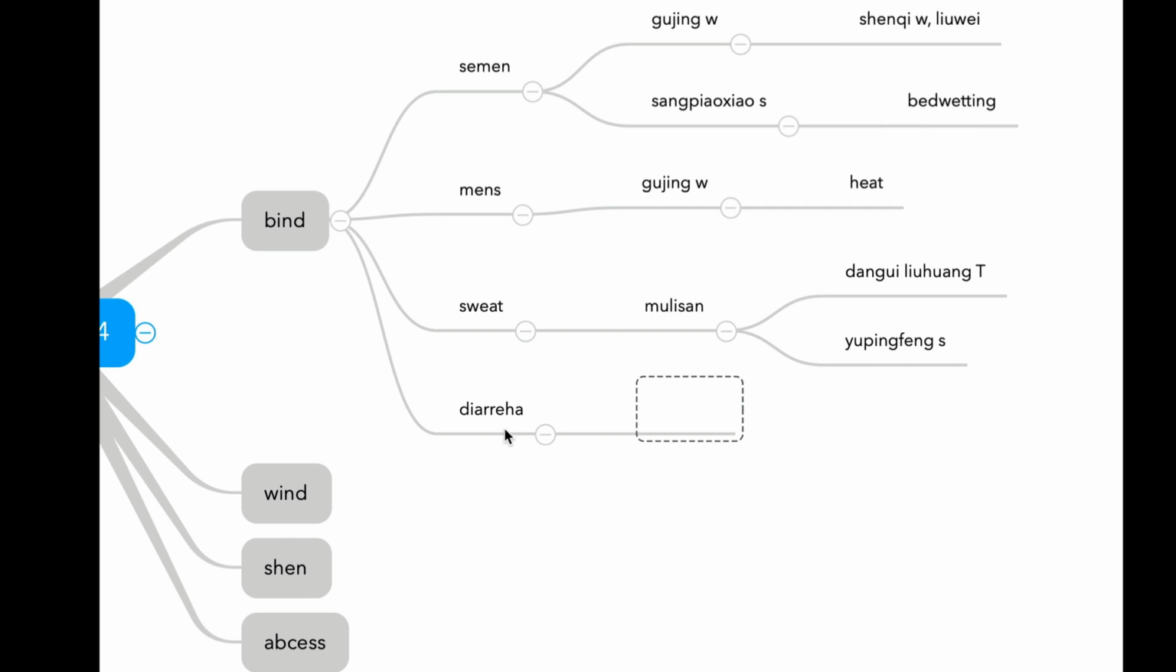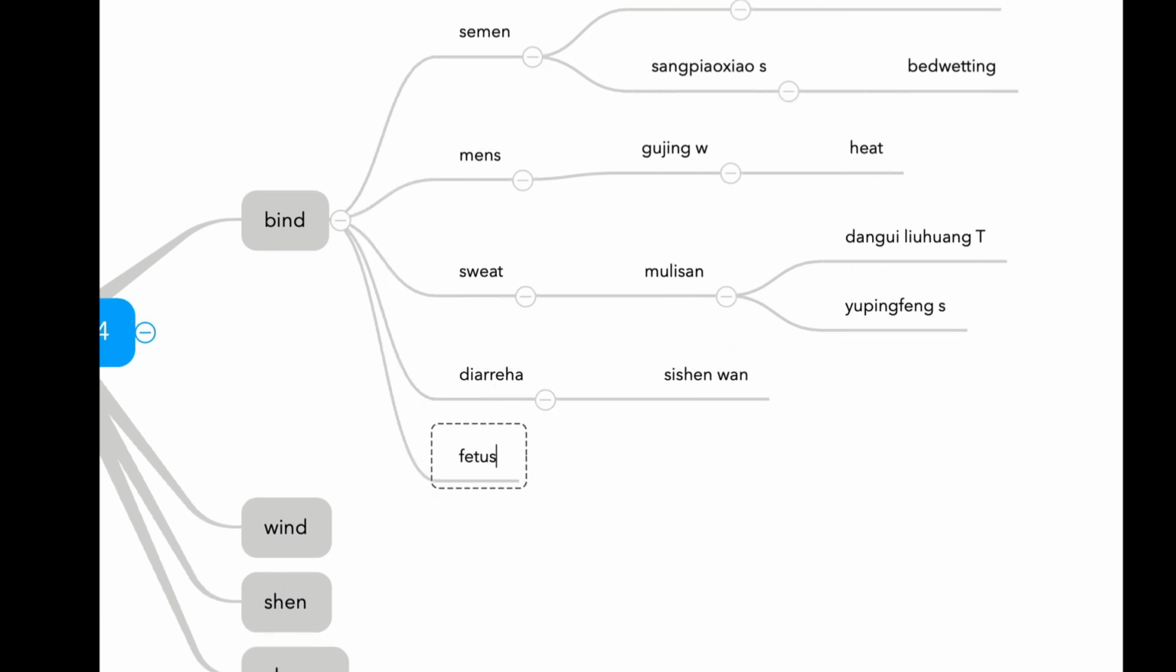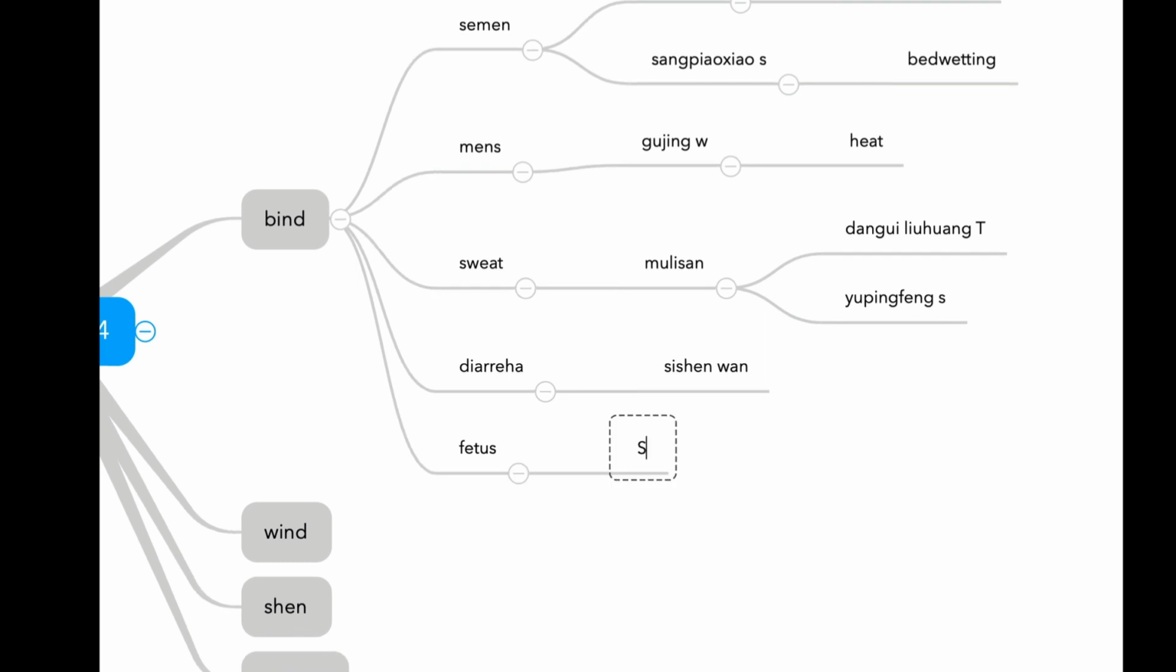And diarrhea. Shishenwan. The keyword, daybreak diarrhea. This is based on severe yang deficiency, right? Severe yang deficiency, Shishenwan. Another formula for diarrhea was Zhenren Yangzangtang, but that has Yingsuke. One more, fetus. Taiwan. So Showtime, protecting the fetus pill. So it keeps the baby safe.